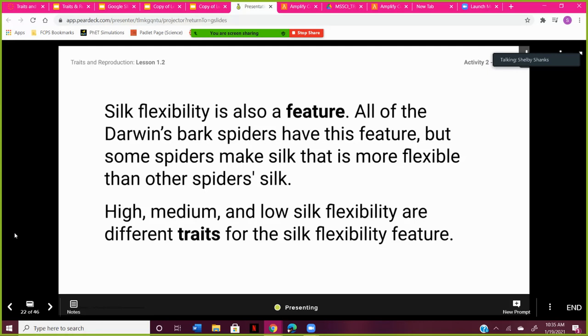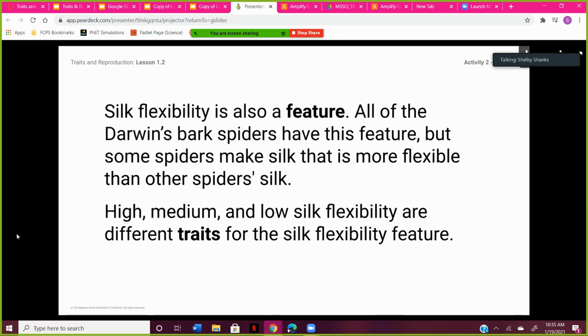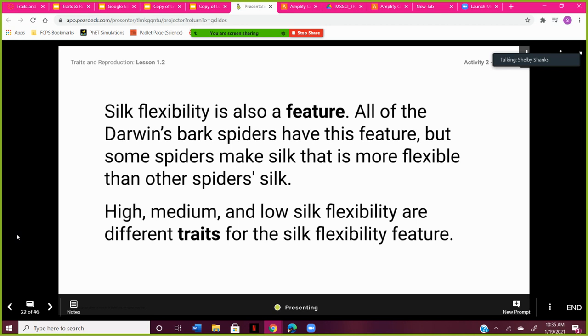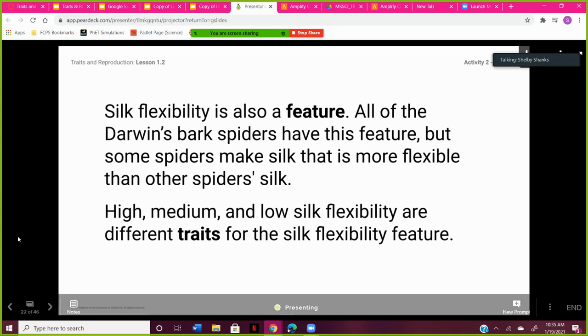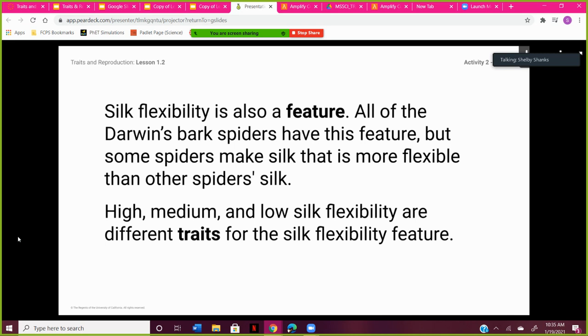All right, so silk flexibility is also a feature, what we looked at in that family tree. And all of the Darwin's bark spiders have this feature. Some of the spiders make silk that is more flexible than other silks. So you got high, medium, and low silk flexibility as the different traits for the silk flexibility feature. Okay, so we're looking at the silk flexibility feature at the very top, and then when you go down, you have your high, medium, and low silk flexibility, which are your traits.